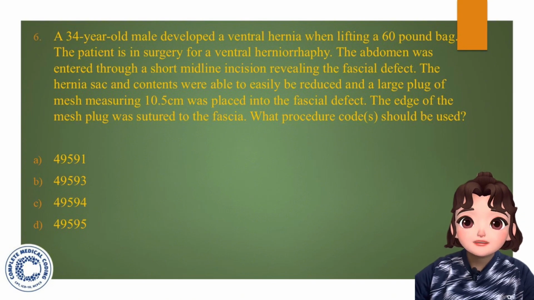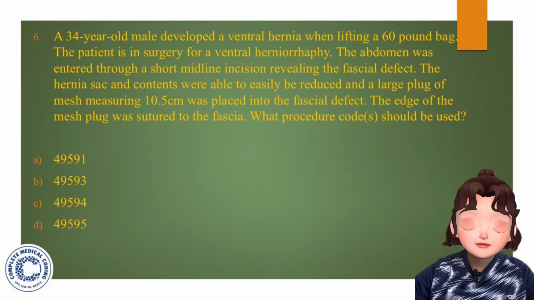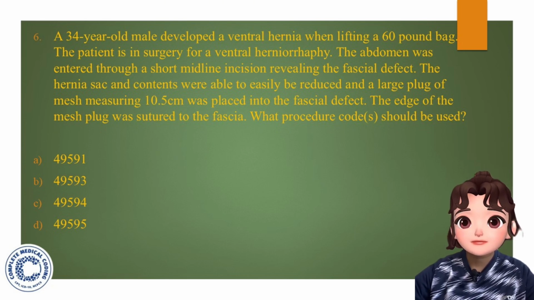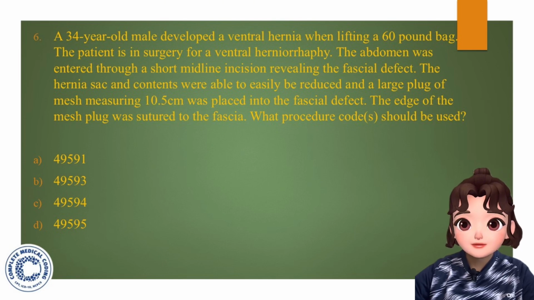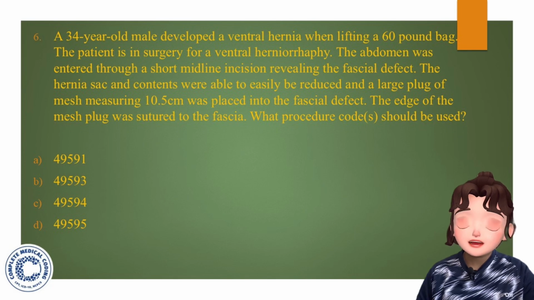49593. The size is 3 cm to 10 cm, reducible. Here also size is not correct. Ours is 10.5. What is 49594? 3 centimeter to 10 centimeter, incarcerated or strangulated. This is not incarcerated. This is reducible. Also the size is wrong. So what is 49595? The same description, greater than 10 centimeter, reducible. Which is what we need.